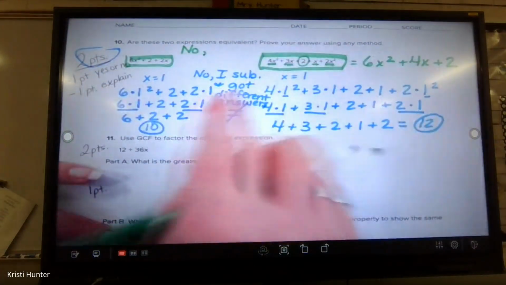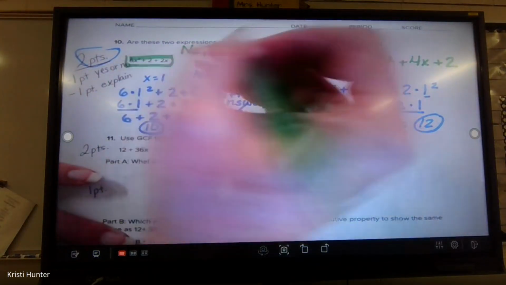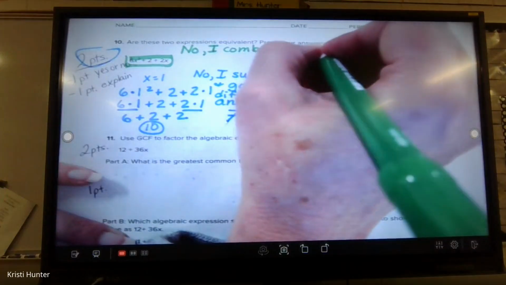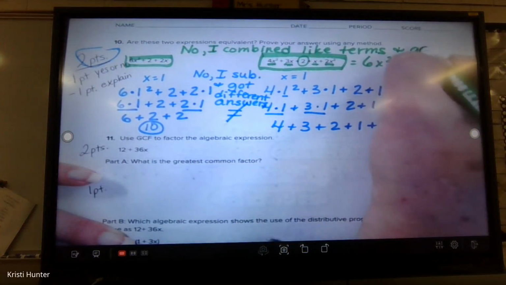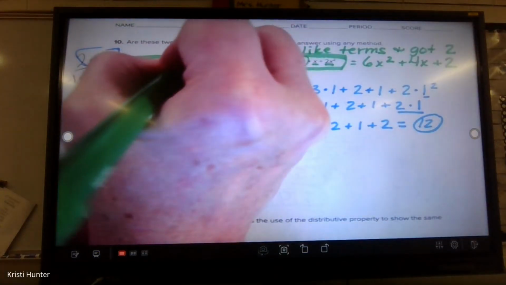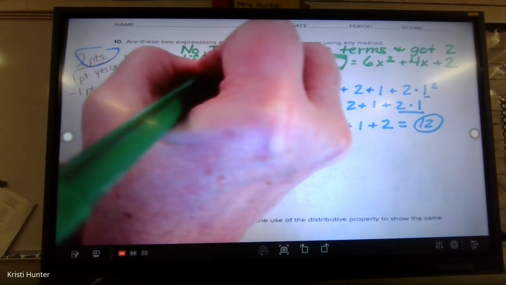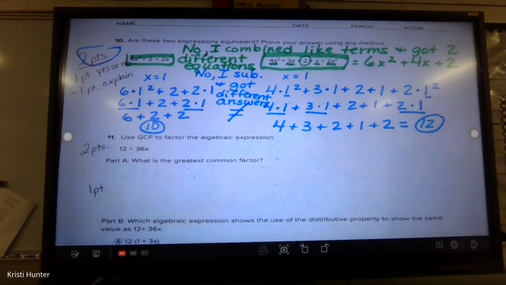So this would be a no as well. And instead of saying I substituted, because I didn't substitute this time, no, I combined like terms and got 2 different equations. Again, I do not care which method you use. It tells you you can use your choice, but you need for both points your yes or no and the explain.